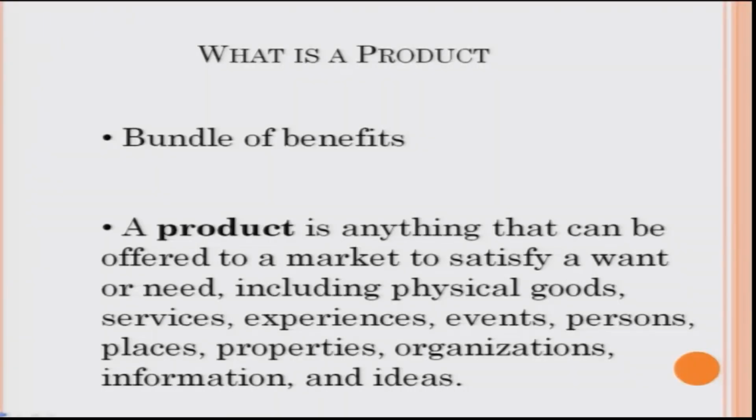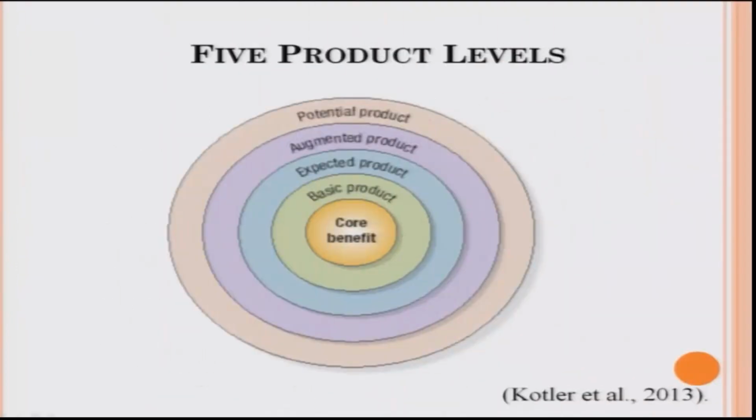A more formal definition was: a product is anything that can be offered to a market to satisfy a want or need. The types of offerings marketed in any market are physical goods, services, experiences, events, persons, places, properties, organizations, information and ideas. We discussed each of them in detail, and then we talked about the different levels of the product, or the product hierarchy.